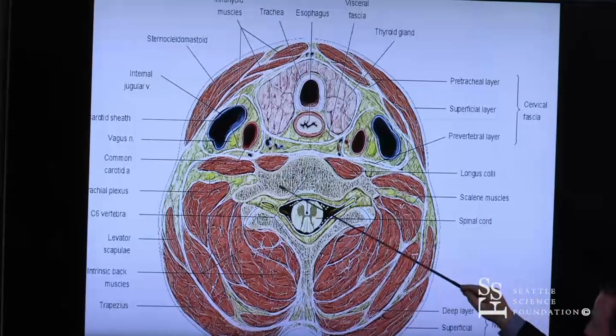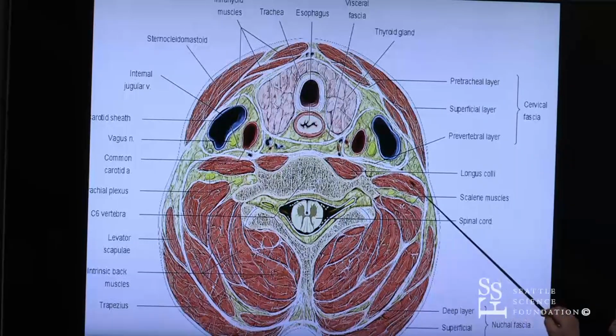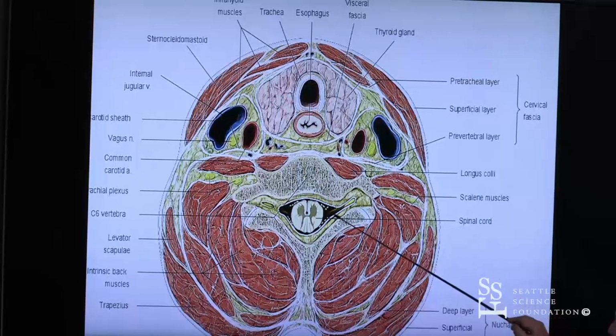So this is the vertebral body of the cervical region, and these are the so-called prevertebral muscles, right? The longus muscles that we just talked about. The scalene muscles are in that. We see the spinal canal with the spinal cord. Here's the spinous process. And then a lot of thick muscles here that are on the back.